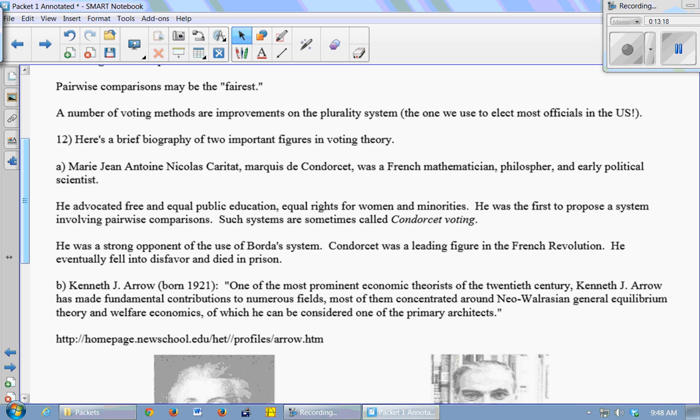A number of voting methods are improvements on the plurality system, though the plurality system is the one we use to elect most officials in the US, even though we have better or more fair systems.